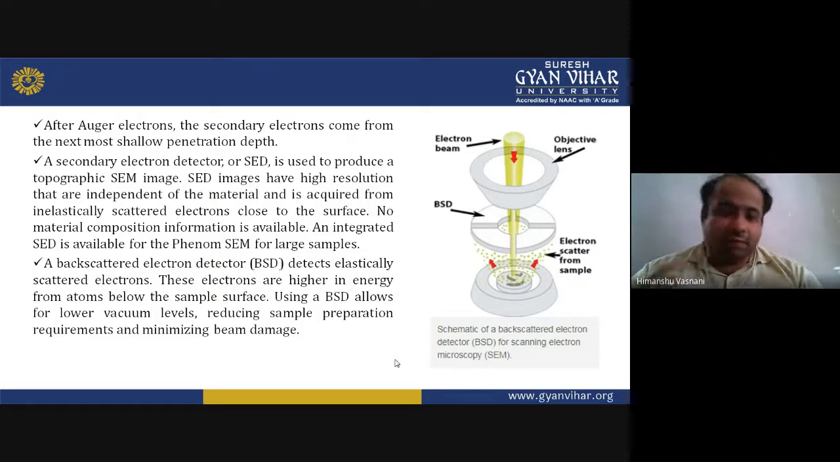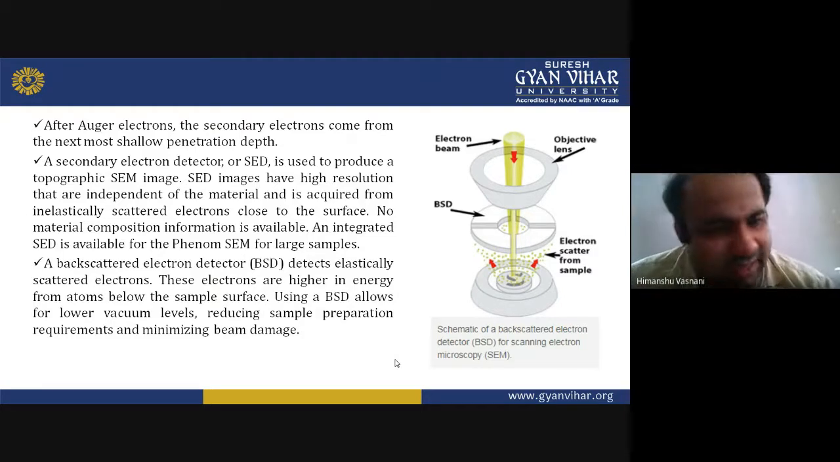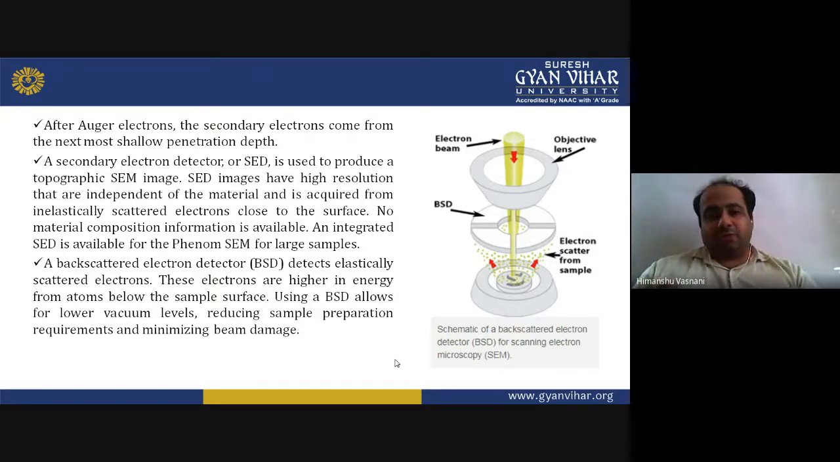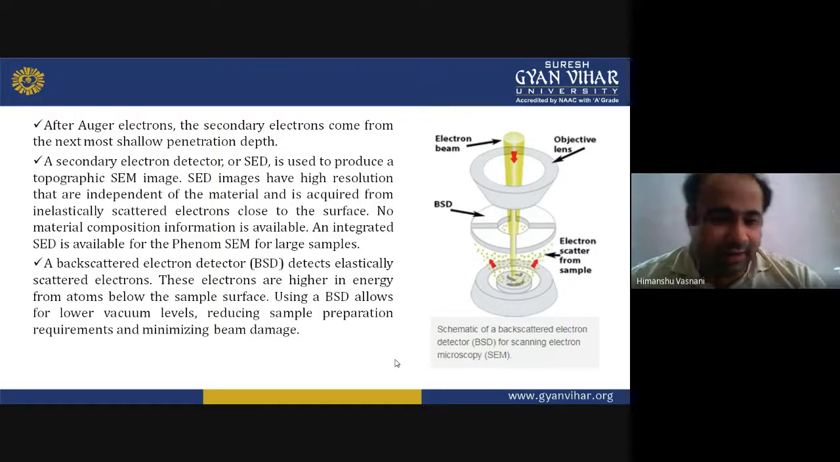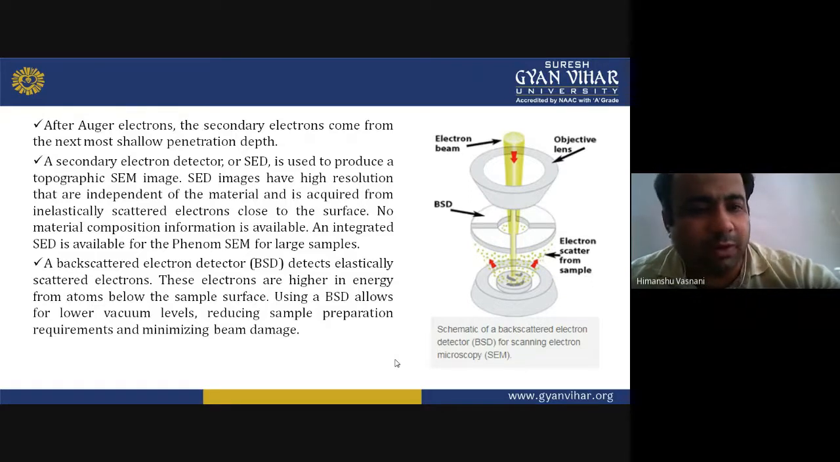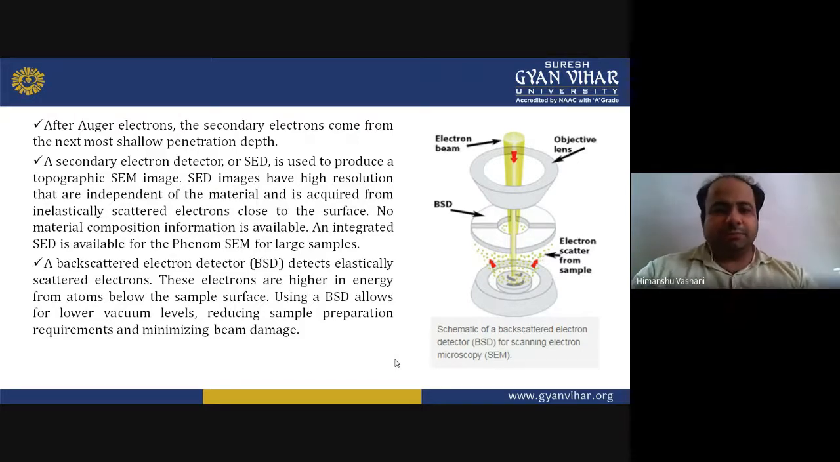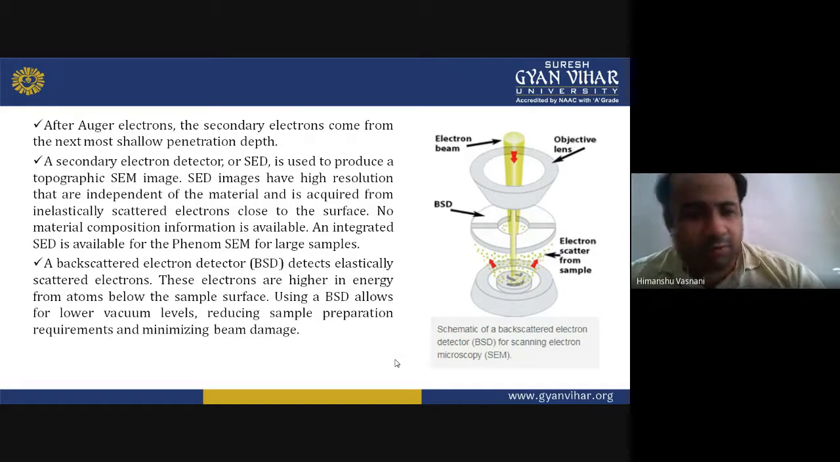We have one more thing, the BSD, the backscattered electron detector. The backscattered electron detector detects elastically scattered electrons. These electrons are higher in energy, from atoms below the sample surface. Using a BSD also allows for lower vacuum levels.